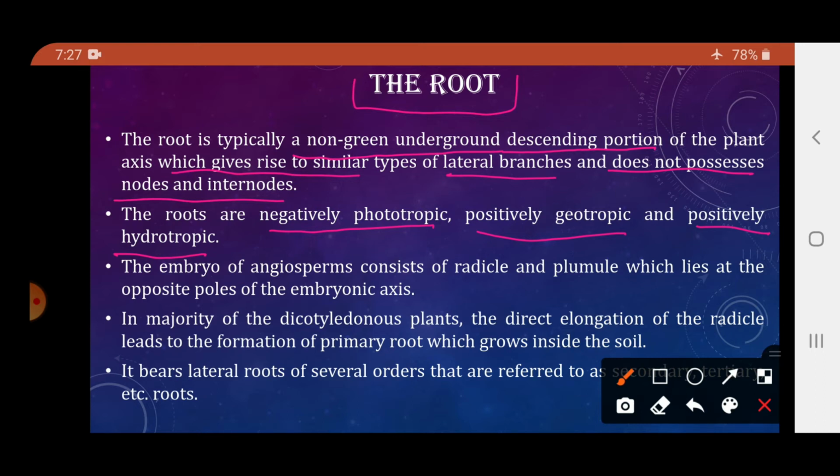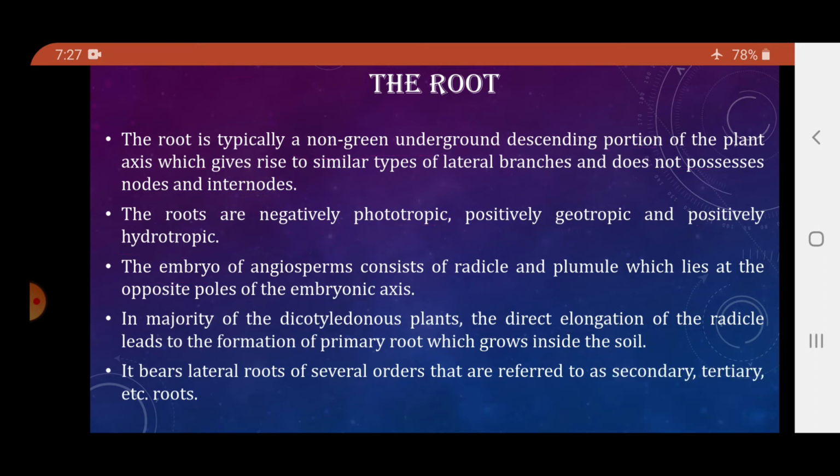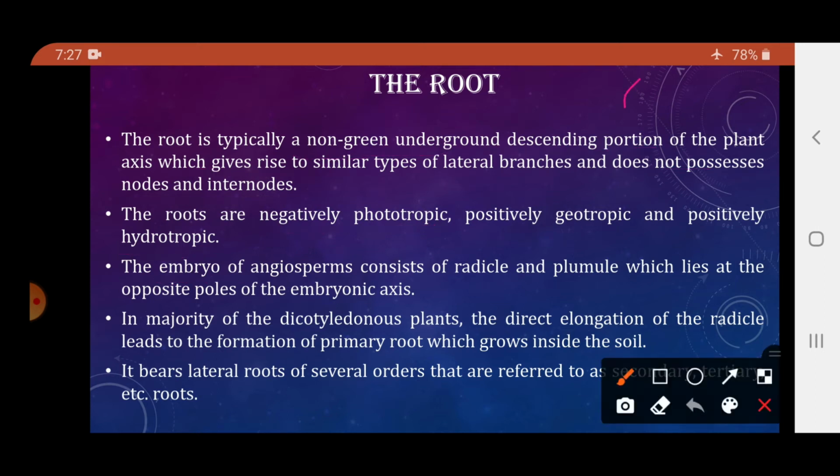Now we know that the embryo of a flowering plant consists of two portions. One of the portions is a radicle and one is a plumule, and these two portions of the embryo lie at the opposite poles of the embryonic axis. Say for example, this is a developing embryo, this is the embryonic axis. At one portion will be the radicle part and at the other portion there will be the plumule part, right?